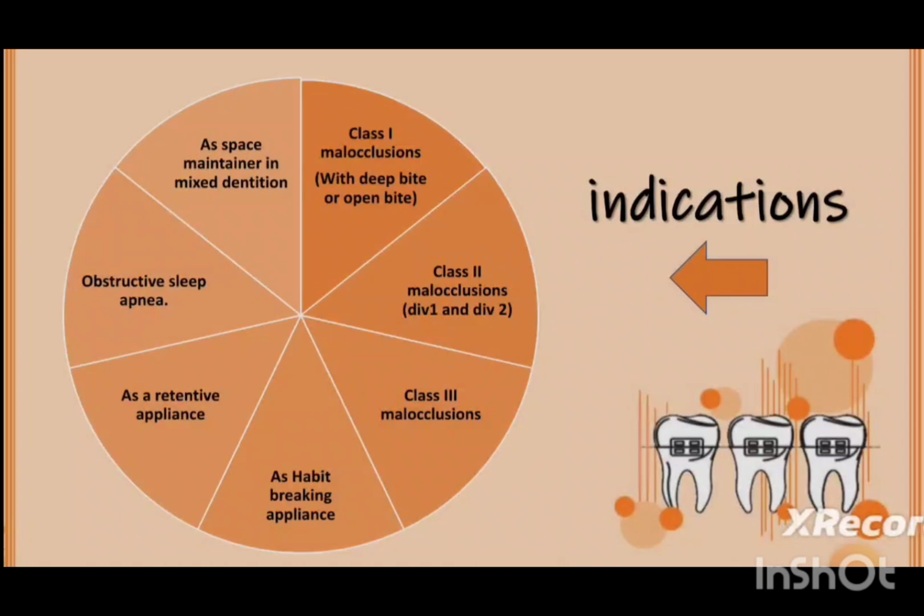Now, it can be used as a habit-breaking appliance, mostly for pressure habits that include mouth breathing or tongue thrusting. It can be used as a retentive appliance, and it can also be advocated in patients with obstructive sleep apnea. It can be used as a space maintainer in mixed dentition since the acrylic is extended into the missing tooth space and maintains that space. It can also be used in snoring patients because mostly the pathology behind it is the retruded mandible.